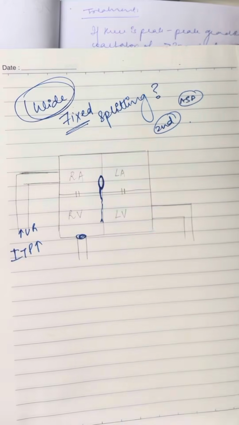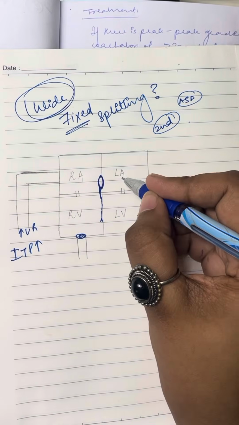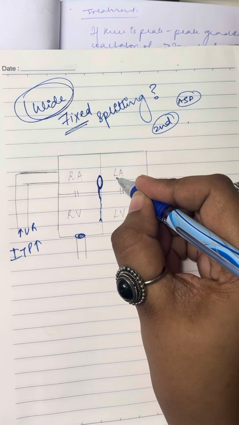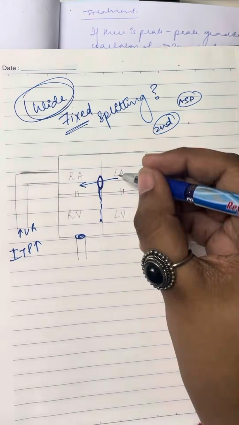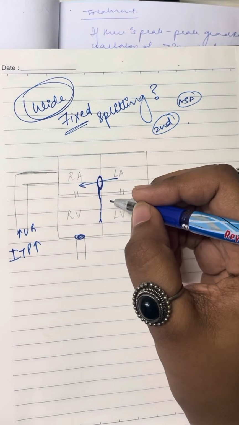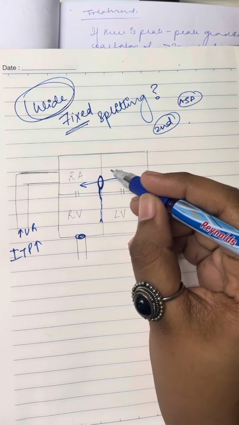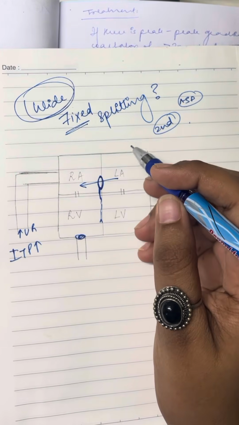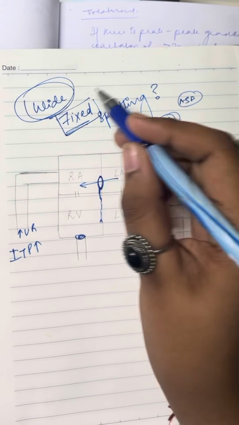Now, why is it fixed? Why doesn't it change with inspiration and expiration? That is because the blood is going from left atrium to right atrium, which effectively equalizes the pressure between the left and right atrium. So be it inspiration or expiration, the pressures in the right and left atrium and the right side and the left side are essentially equalized, which is why the splitting is fixed in nature.